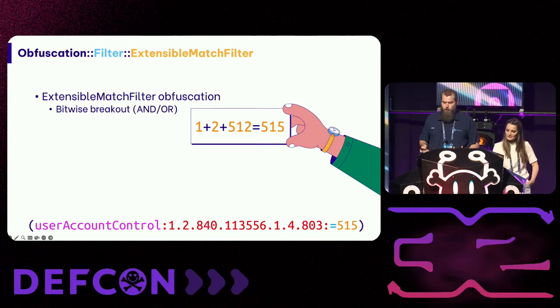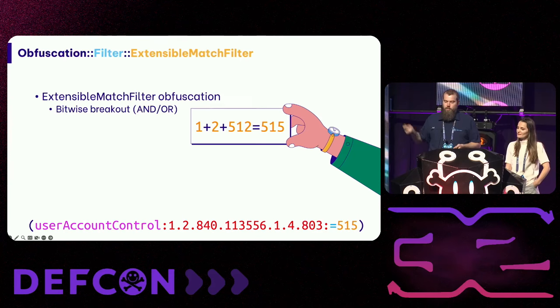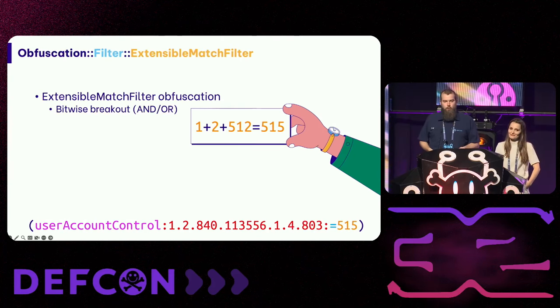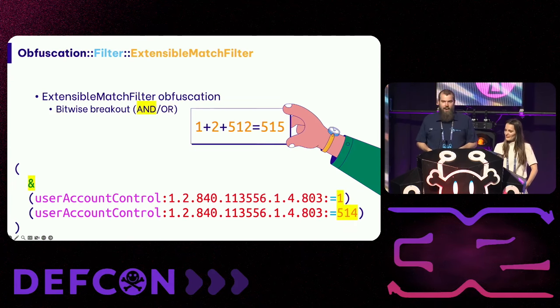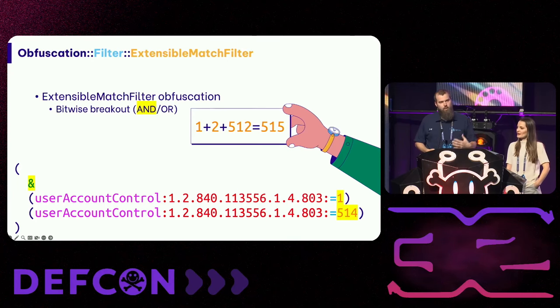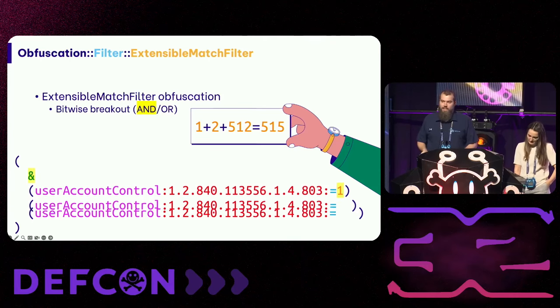User account control, and you can see in the red is the extensible match filter. In this case, it's an 803, so that's an and, and it's the number 515, which is the base two addends 1, 2, and 512. So one of the things we can do is what we've called bitwise breakout. We can break that 515 out into 1 and 514. Again, as long as we have the proper grouping of addends, we can do this. 514 is actually 2 and 512, so we can break that out even further.